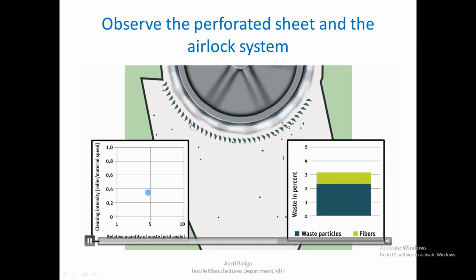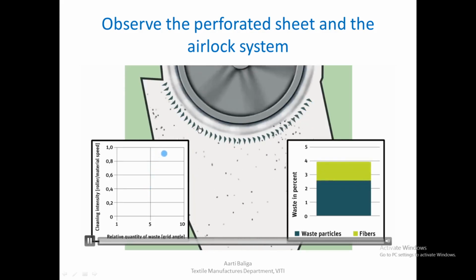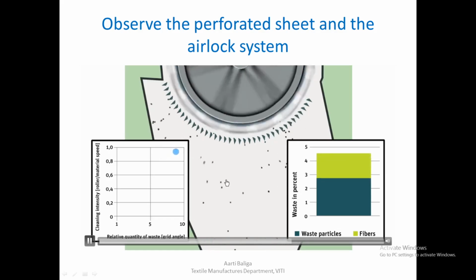Also, the angle of the grid bar will matter. If we change the angle and if we present a pointed cross section towards the roller, more amount of trash can be removed.